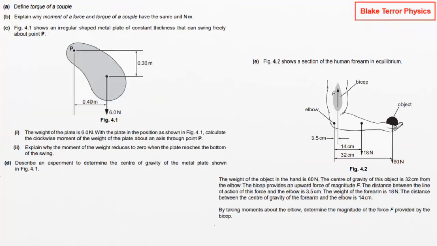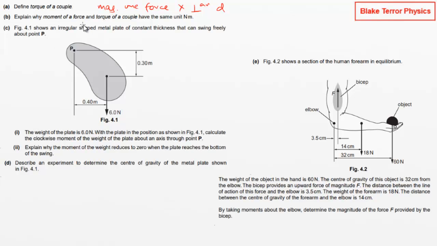Right, onwards we go. We start with another definition. We've got to define the torque of a couple. So that is the magnitude of one of the forces multiplied by the perpendicular distance between the two forces in the couple. So just turn that into a sentence.